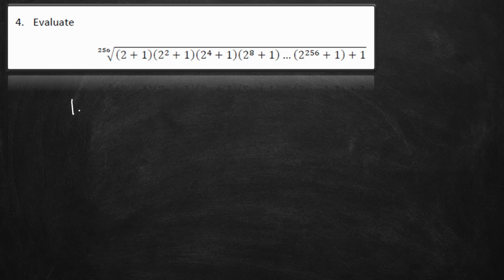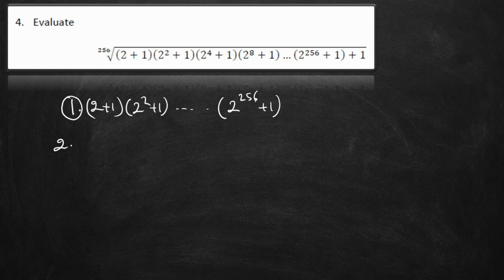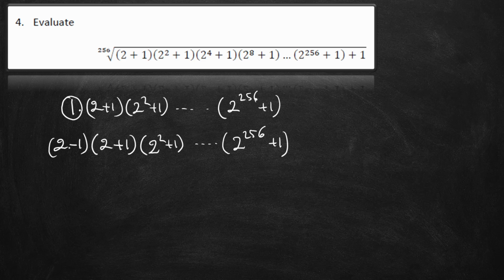Since I can put 1 in front of 2 plus 1, times 2 power of 2 plus 1, until 2 power of 256 plus 1. Okay, so this 1 here I will change to become 2 minus 1, because same thing, right? 1 will change to 2 minus 1, until 2 power of 256 plus 1. So why are we using 2 minus 1?